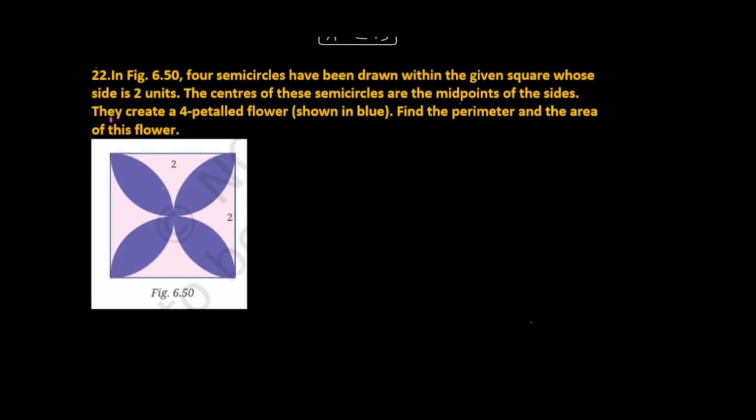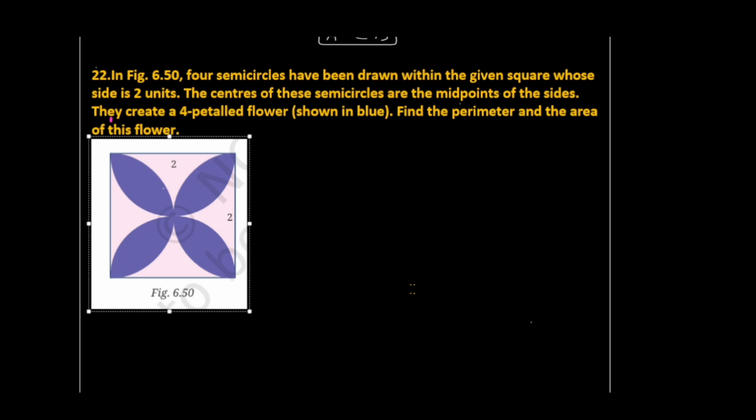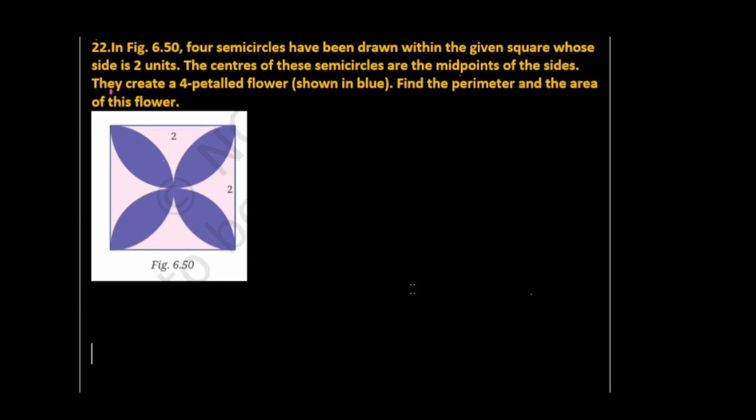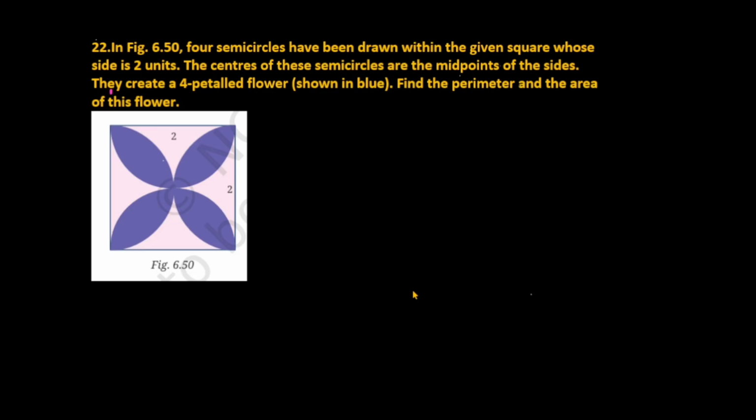Now, 22nd question. In the figure, 4 semicircles have been drawn within the given square, whose side is 2 units. The centers of these semicircles are the midpoints of the sides. They create a 4-petaled flower shown in blue color. Find the perimeter and area of the flower. So, look at the diagram here. Side of the square is 2 units.